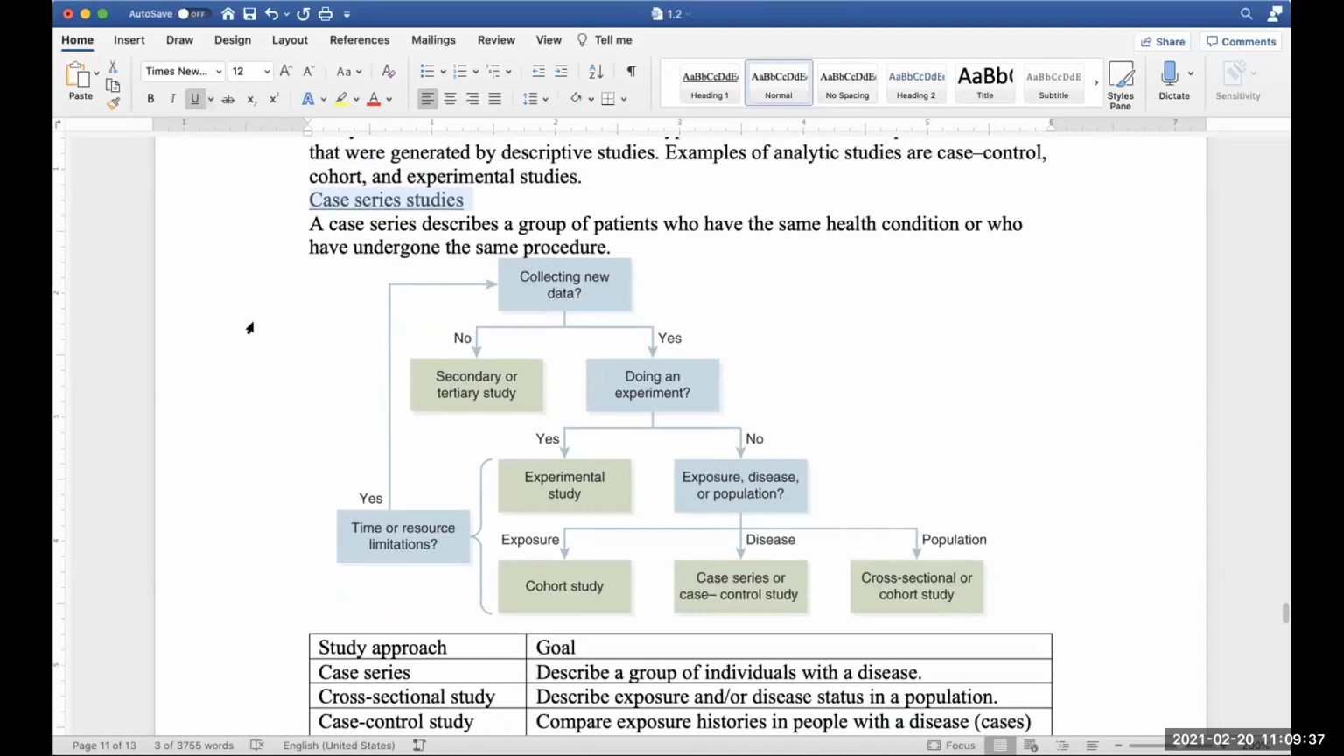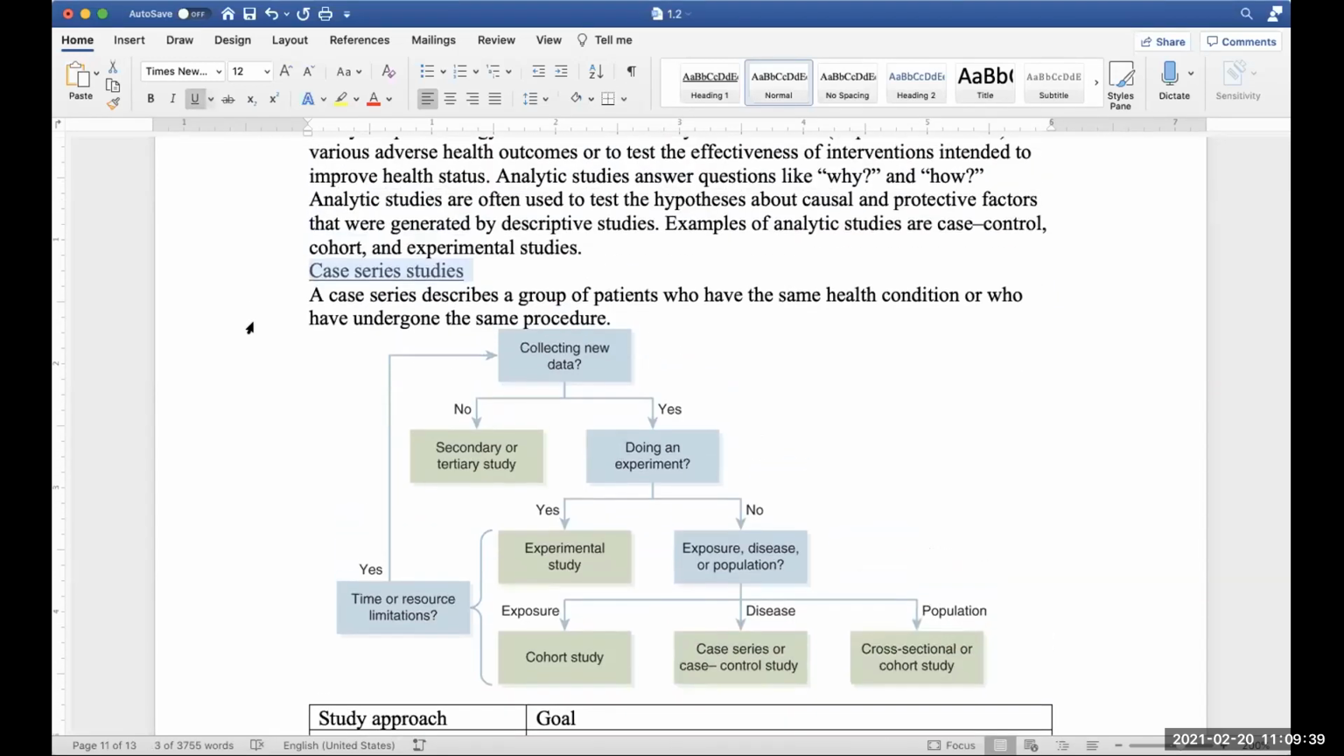So, a case series study. A case series describes a group of patients that have the same health condition or who have undergone the same procedure.